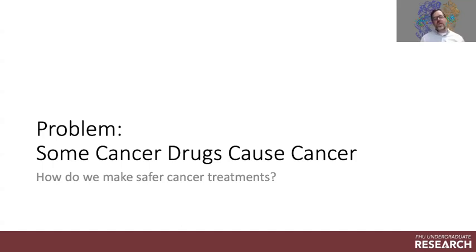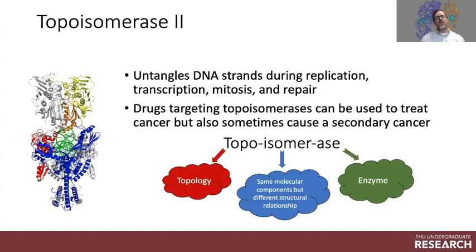But the question is, can we make these drugs safer? And in particular, I'm focused on topoisomerase 2, drugs that affect topoisomerase 2. This enzyme untangles DNA during replication, transcription, mitosis, and DNA repair. We know that there are a number of drugs already on the market that are used to target topoisomerases, both the type 1 and type 2 that I'm focused on here. There are also, by the way, bacterial versions of topoisomerases that are targeted by antibacterial drugs. So across medicine, this is a pretty important family of enzymes.